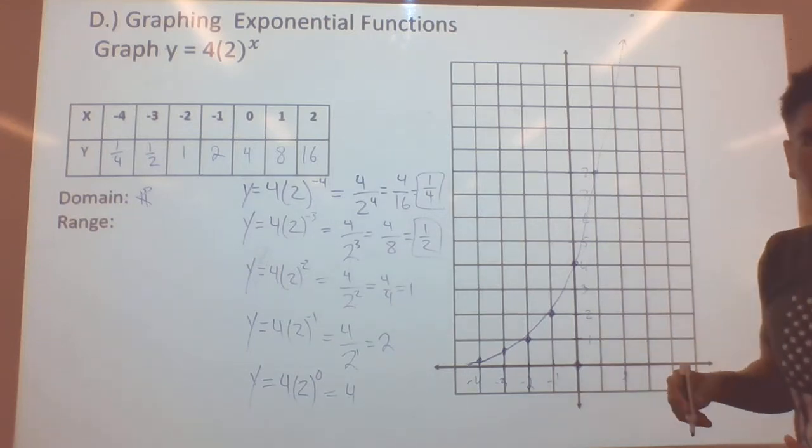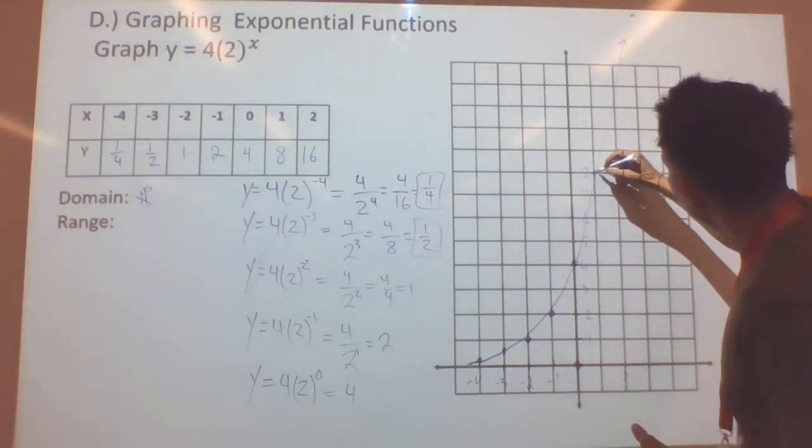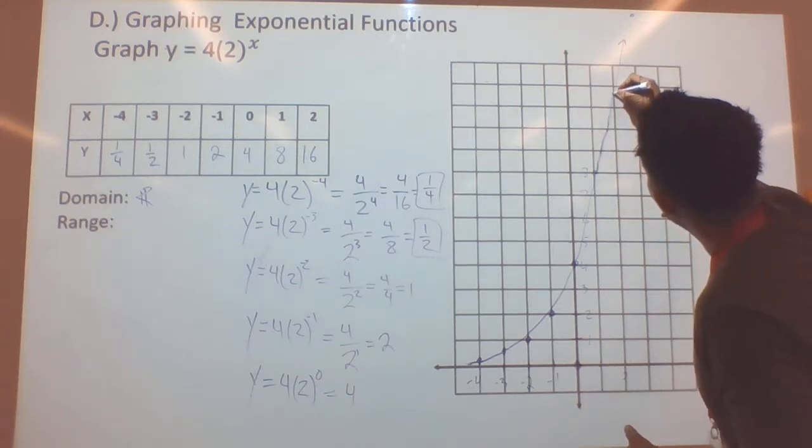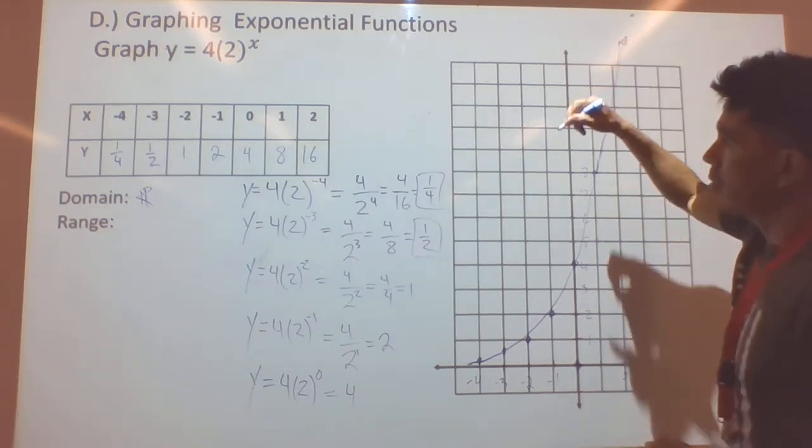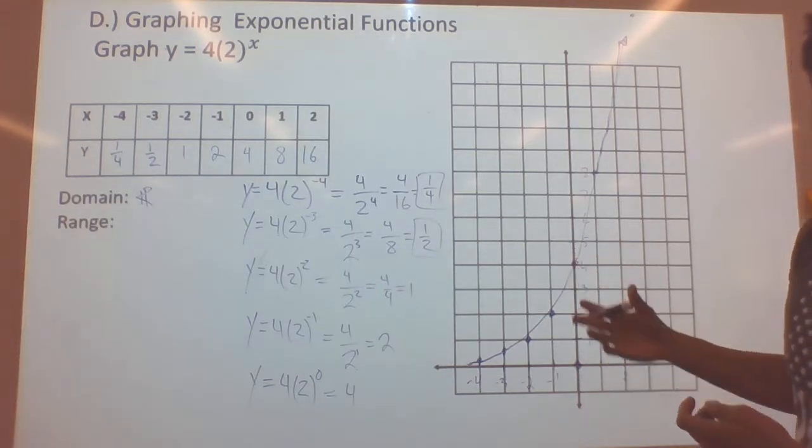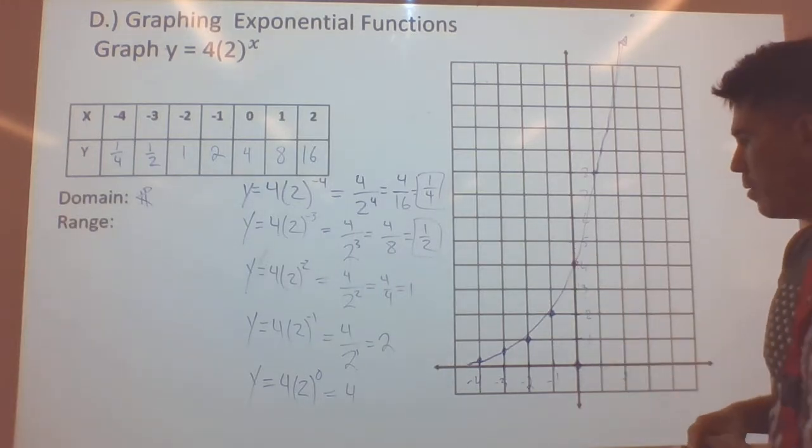So that's how we graph. I'm sorry, it's not very visible, is it? But that's how we graph exponential functions, by making a t-chart and then plugging in our values.